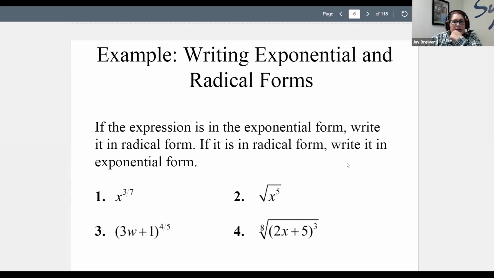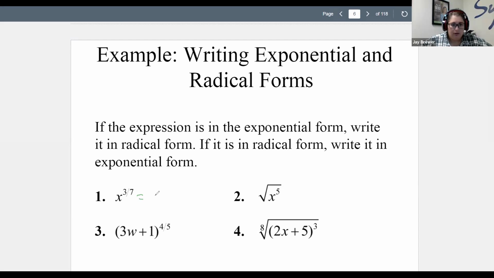So then, writing exponential and radical forms. Basically, the way this example series works is if they give it to you as an exponential, they want you to write it as a radical, and then vice versa. So let's work on that. Okay. So number 1, is that written in exponential form or is that written in radical form? Exponential. Very good. So here's how we basically go from one to the other.